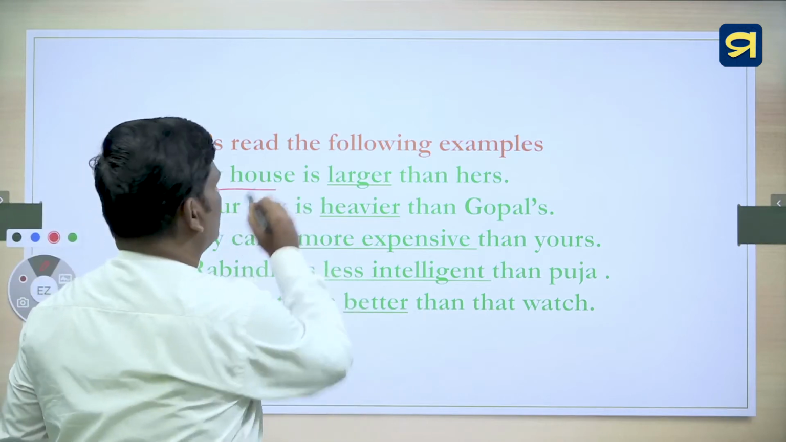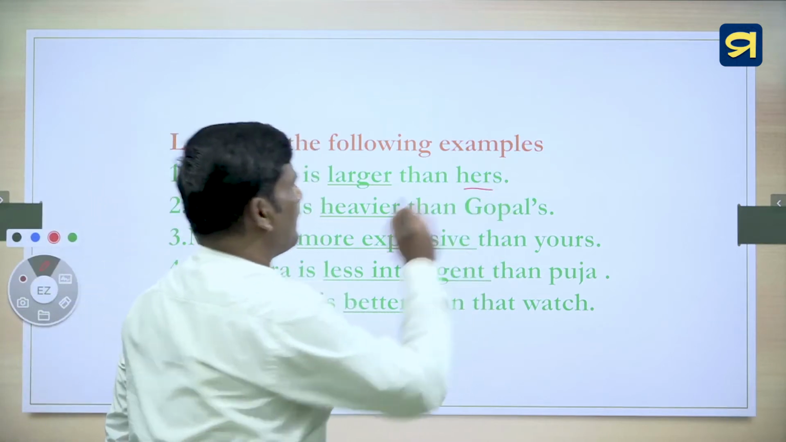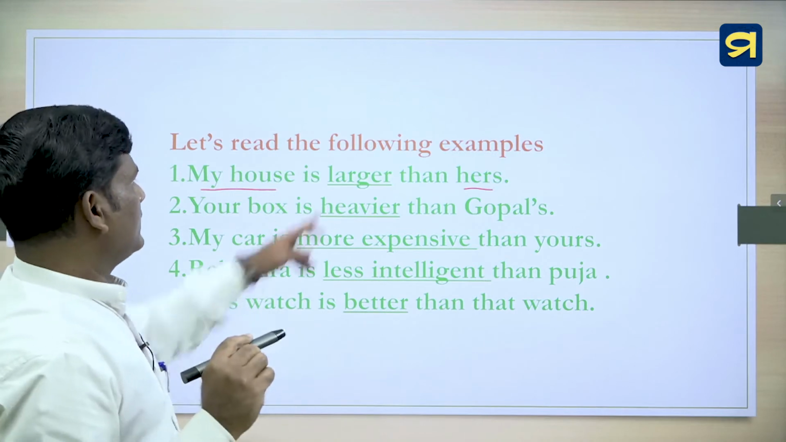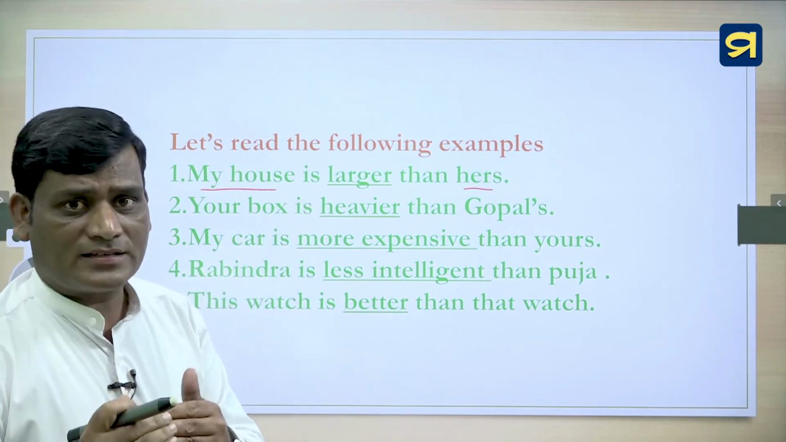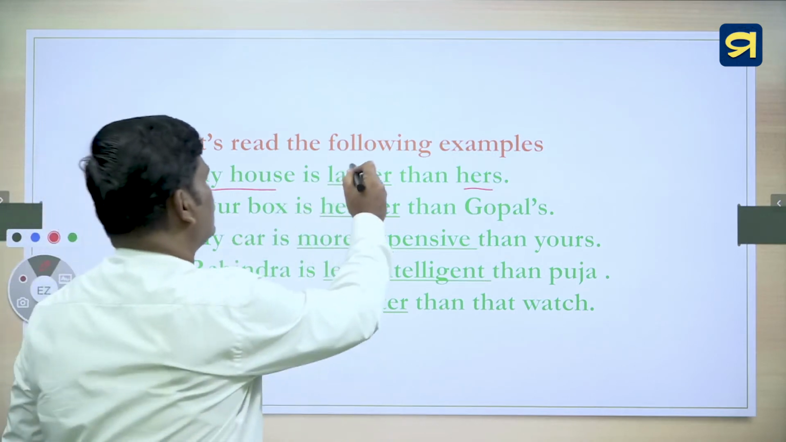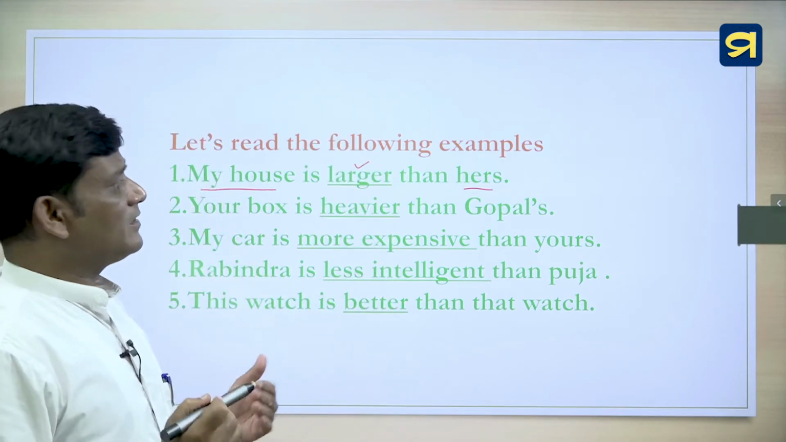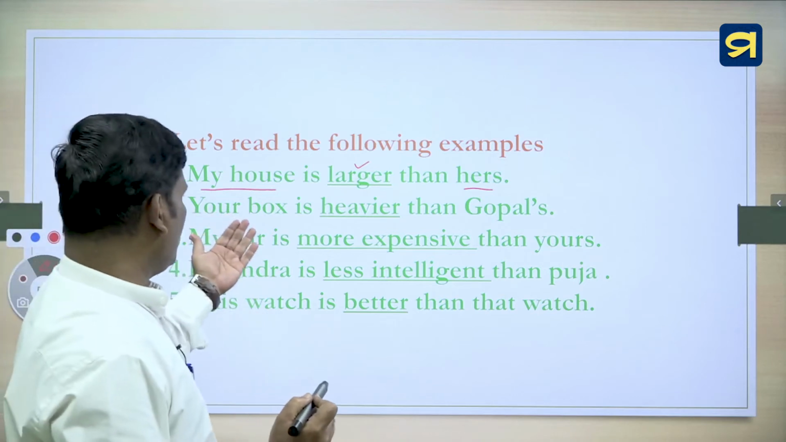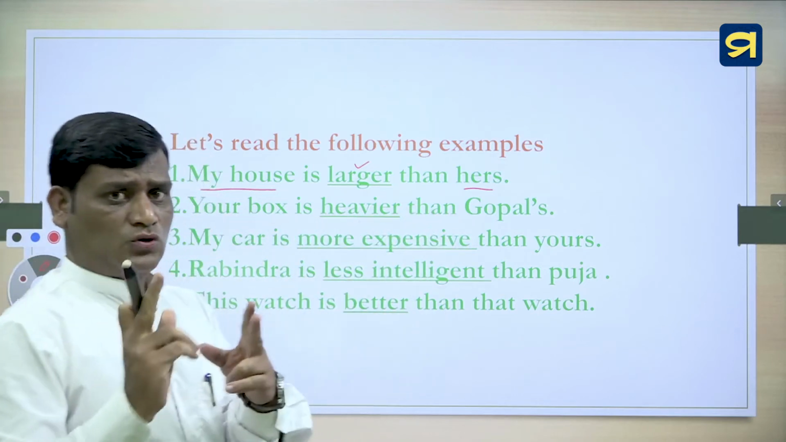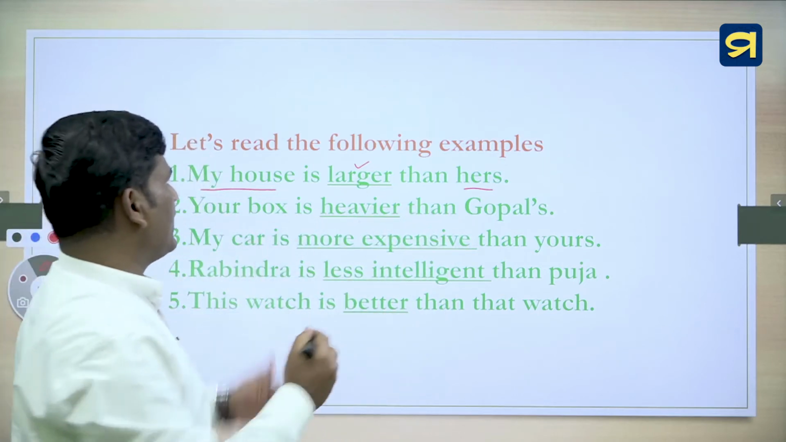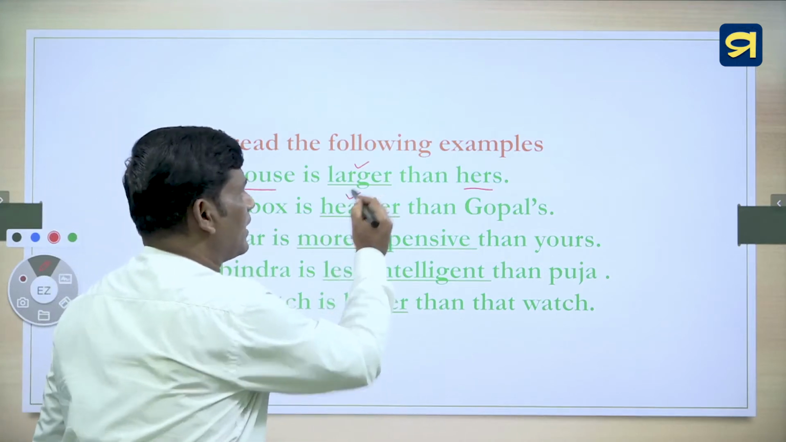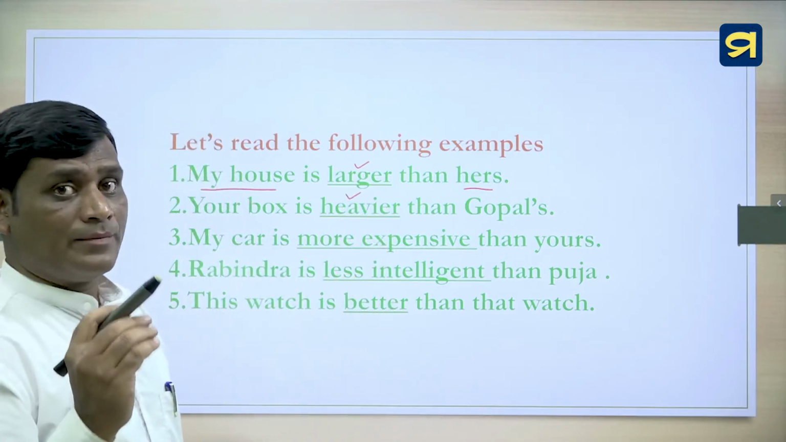My house and hers. Comparison is made. So the comparative form of large is larger. So larger is written here. Similarly, your box is heavier than Gopal's. Here, my box, your box and Gopal's box. Two things are compared. So that's why heavier is used. The comparative form of heavy is heavier.